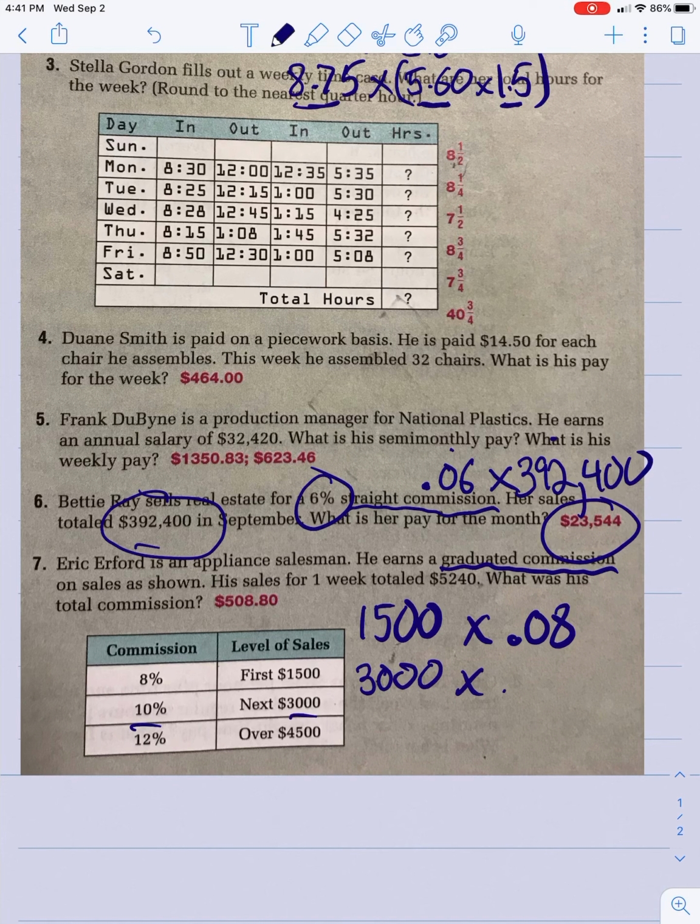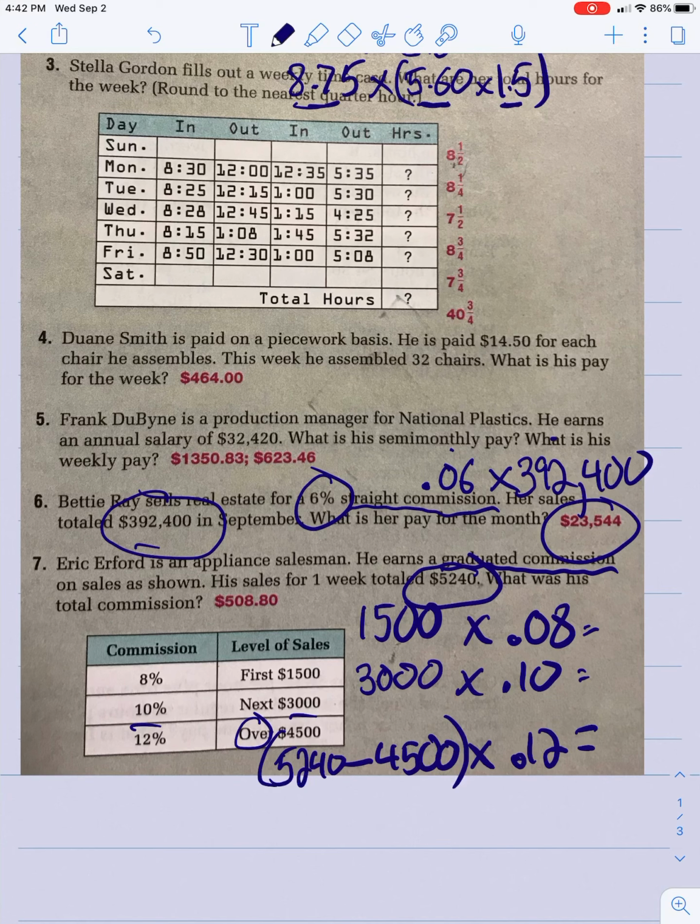3,000, 10%. Okay, now this is where I asked you, pretend like the word over is a subtraction symbol. So you're going to go over 4,500 is going to be 12%. Okay, but then what I have to do, last step, is I put the total sales in front of that. Okay, so again, over 4,500, and then put the total sales in front of that. Okay, and that I would then add those 3 numbers.